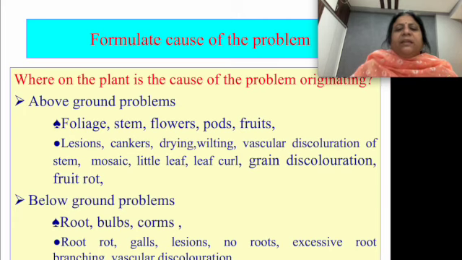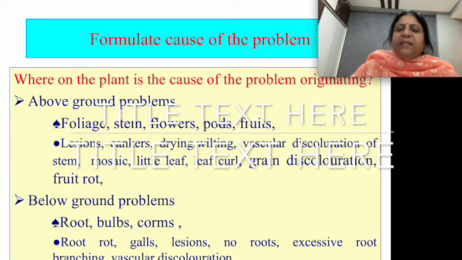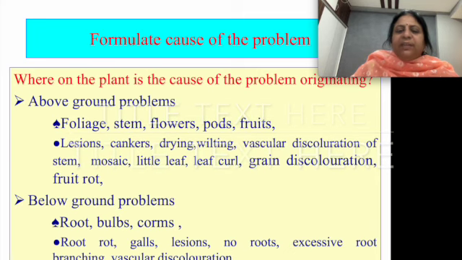The disease diagnosis. Identifying the problem is very, very important. Where the problem is originating and how it is expressing on the plant is very important. Above ground problems can be observed on foliage, stem, flowers, pods, fruits.